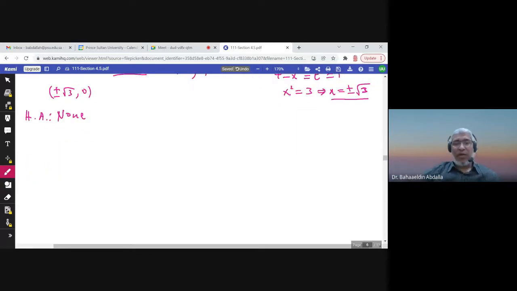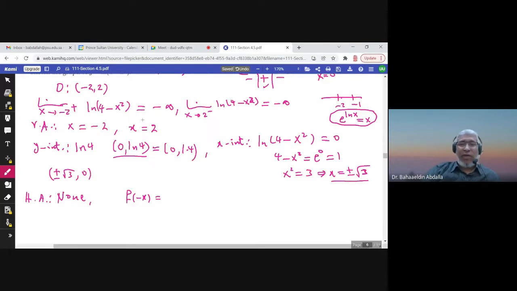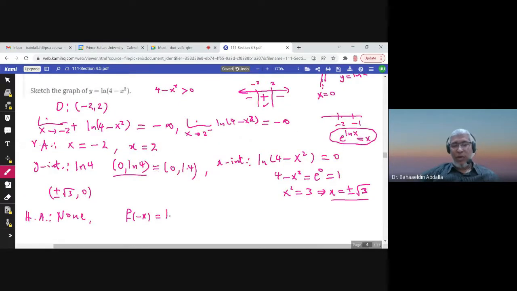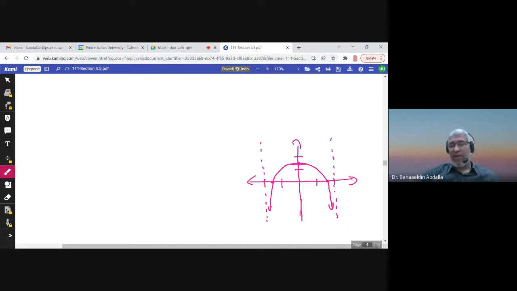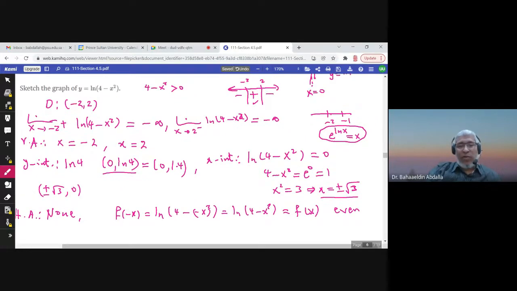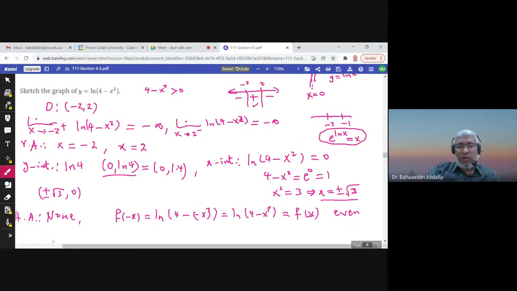Symmetry. Is the graph symmetric? What is f of negative x? Well, I have ln(4 minus x squared). So if I replace x by negative x, negative x squared is just x squared. So actually this is f of x, so the function is even, and the graph is symmetric about the y-axis, which is the case. Good. So all the information is now, no contradiction between them.